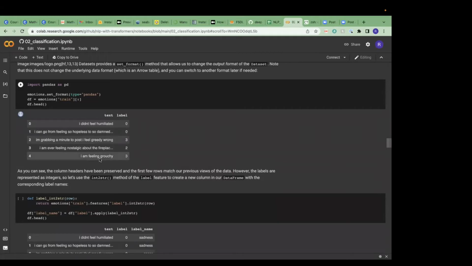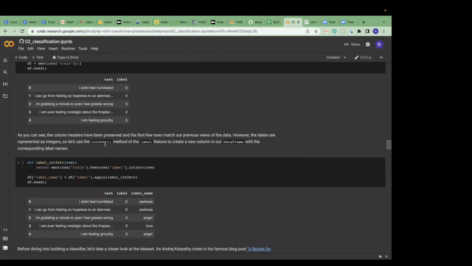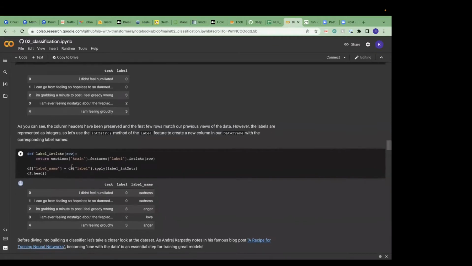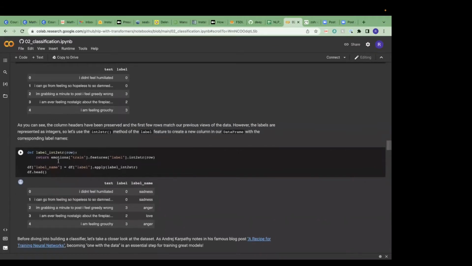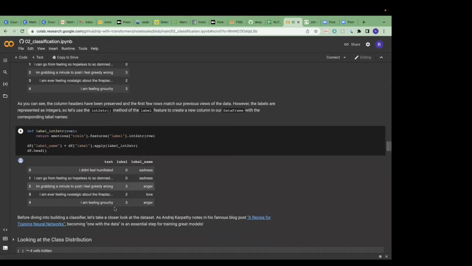It's basically the same thing we saw earlier. And then you can, sorry, there's a train in my background. But you can also make integer labels for the emotions. So for example, sadness will be labeled 0, anger would be labeled 3, love would be labeled 2. And this is mainly useful for computation purposes.